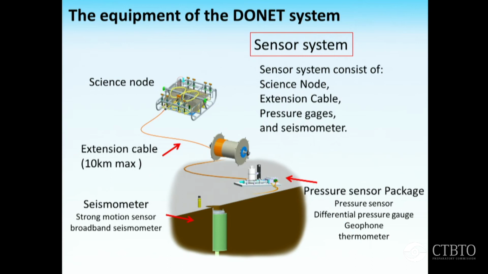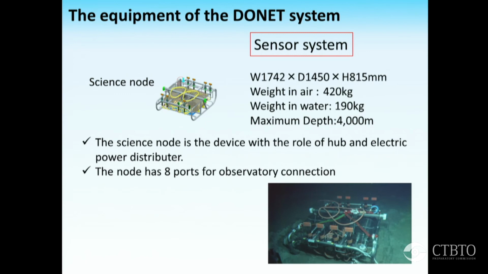Next slide. The sensor system consists of the science node, extension cable, the pressure gauges, and the seismometers. You can see this one. The pressure gauges package is around here. Next slide. This is a science node. It has a total of 8 ports, and actually we already use only half, 4 ports, to extend the observatories. This is just the outline of the DoNet system.